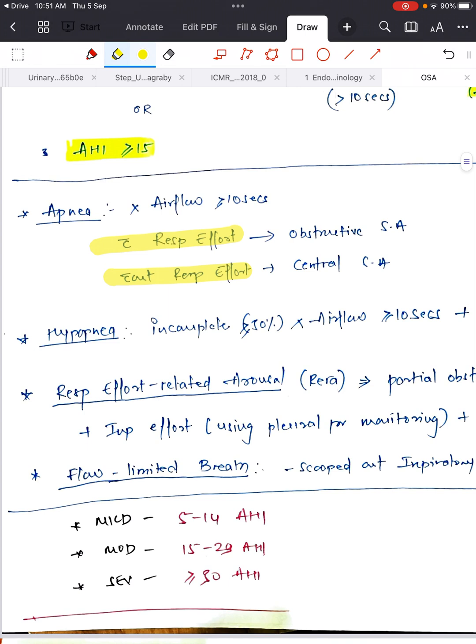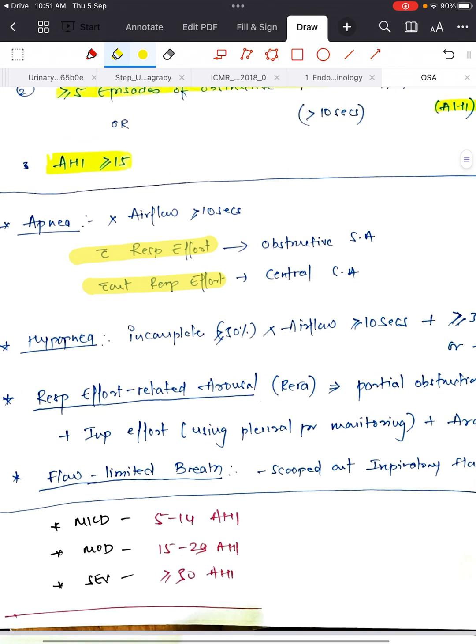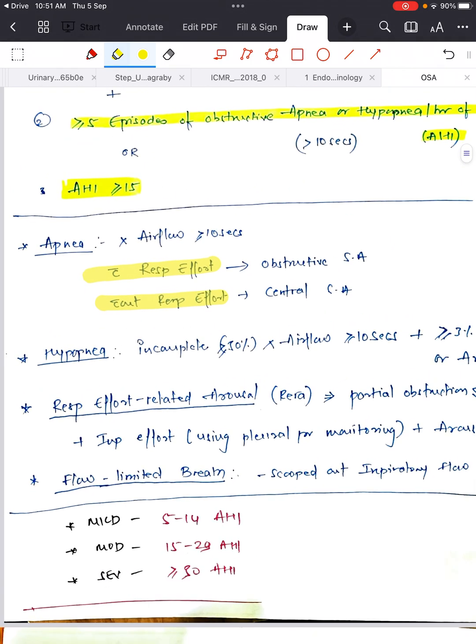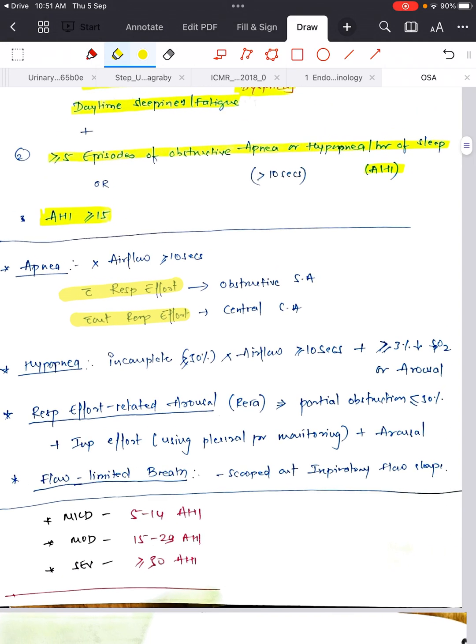Hypopnea is partial cessation of airflow, around 30 to 50%. Apnea is complete cessation; hypopnea is around 30%. The time mentioned for both is 10 seconds, plus there is a 3% decrease in the saturation of the patient with arousal, which causes distress.